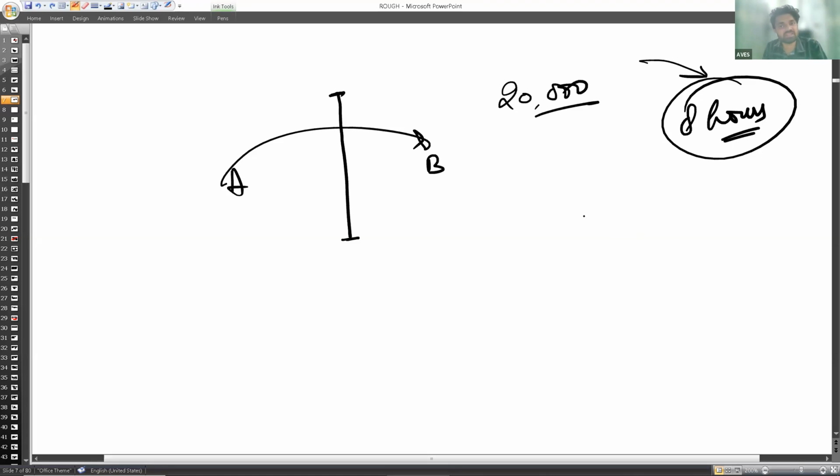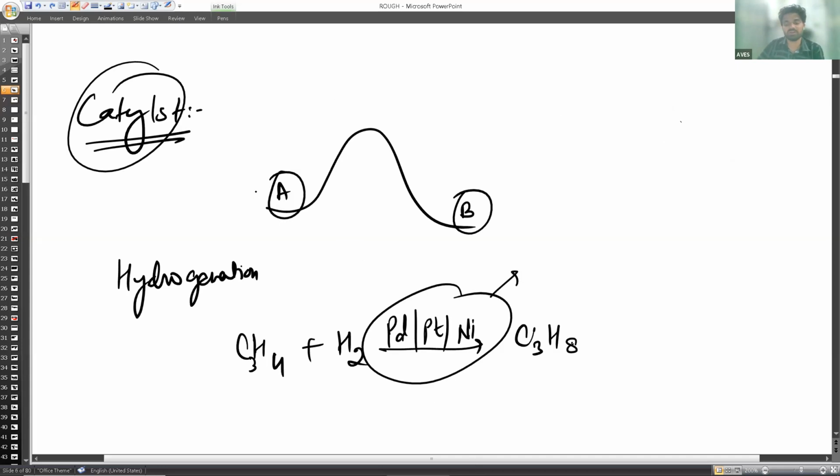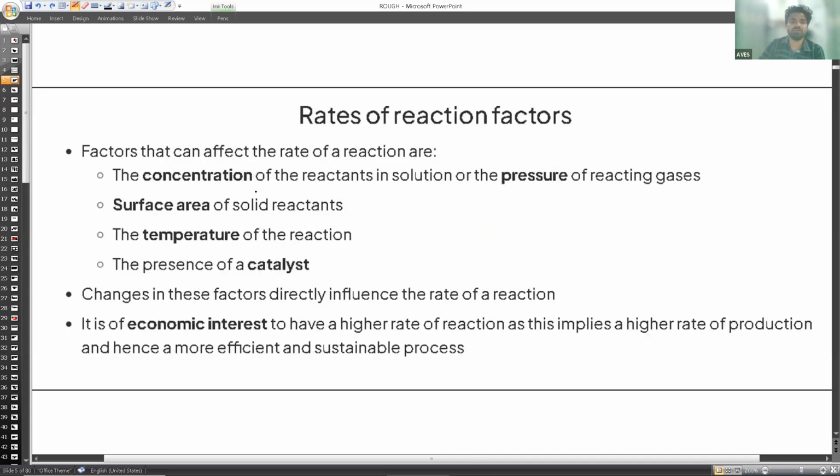So, enzymes. What are enzymes? Enzymes are biocatalysts. Bio, why? Because they are present in the body. And catalyst means that it increases the rate of reactions. So the catalyst plays an important role. Note down the factors that can affect the rate of reactions: the concentrations of reactants in solution, like pressure in gas.